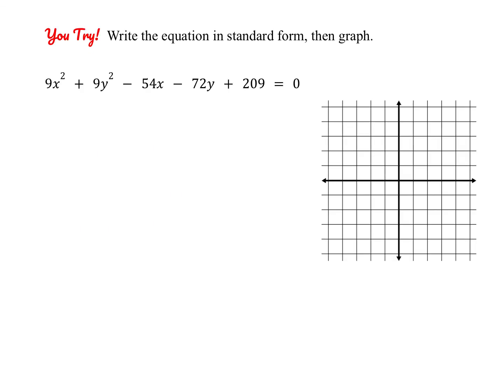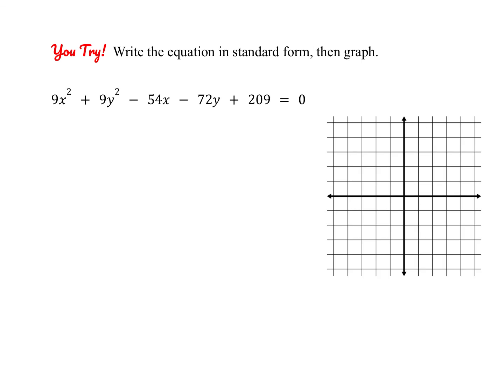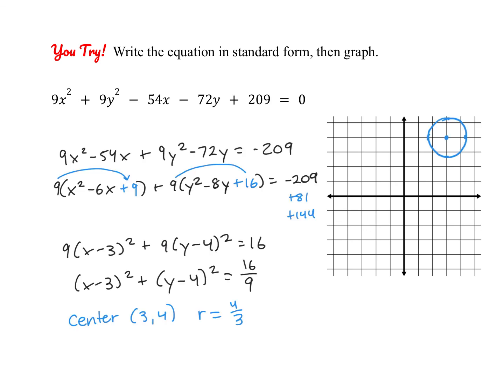Okay, here's the last example for this video, so please pause and give it a try on your own, and we'll check your answers in just a few moments. Okay, go ahead and check your work here. After you've rewritten it in standard form, you should get (x − 3)² + (y − 4)² = 16/9, which means your center is at (3, 4), and the length of your radius is 4/3. So your graph would look something like this.